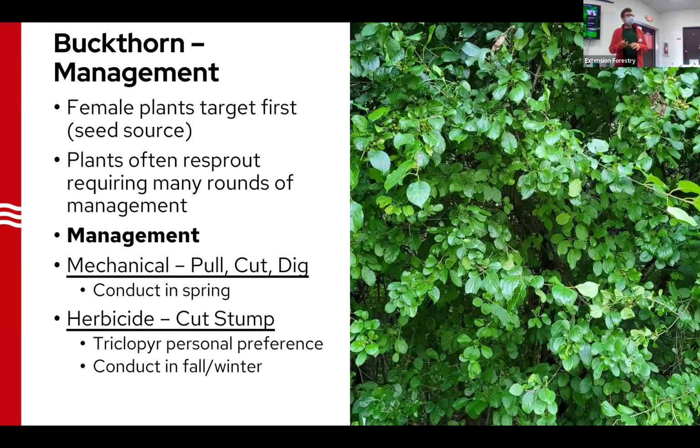For methods without herbicide, typically we pull, cut, and dig in the spring. And for herbicide, I really like the cut stump method. So working in the fall and the winter, with a chainsaw or brush saw, cutting those stems out, chipping or burning the brush, and then treating the stump with an herbicide product, typically Roundup, Element, or Garlon. We'll talk more about that later.